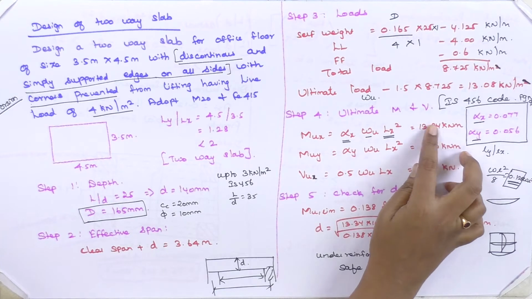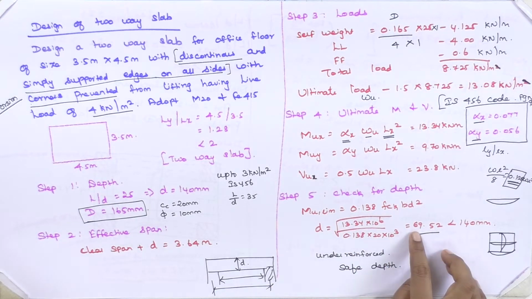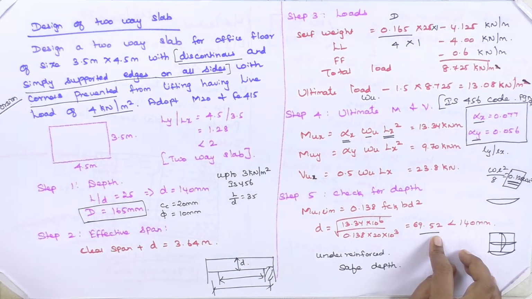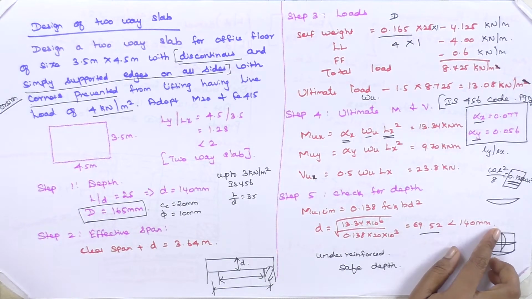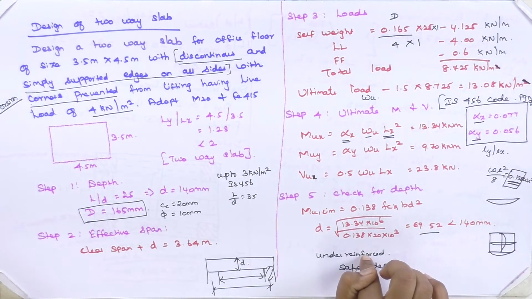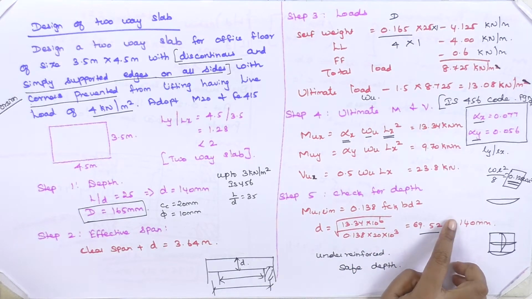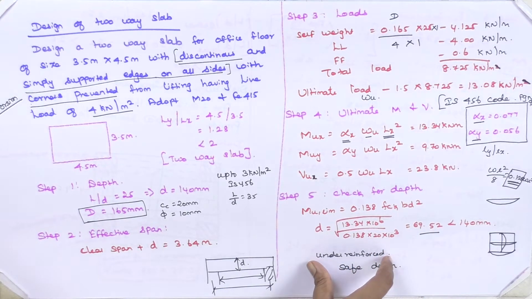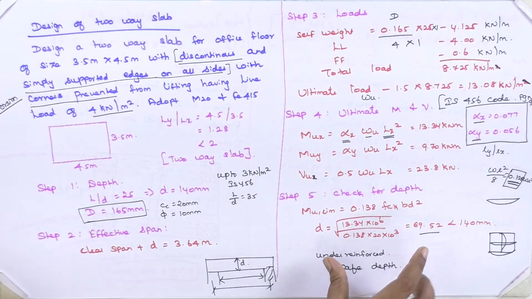MUX formula, I can take it as MU. So I'll get around 69.52, which is less than 140. So the slab is safe for depth restriction. Since it is less, I need to design it as an under-reinforced section. We'll see the next step.